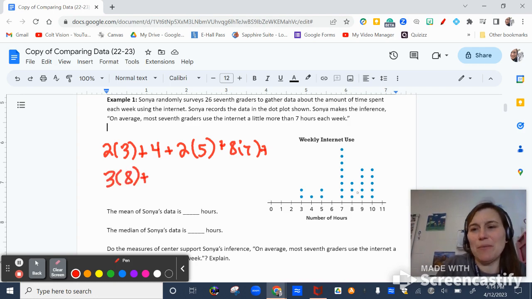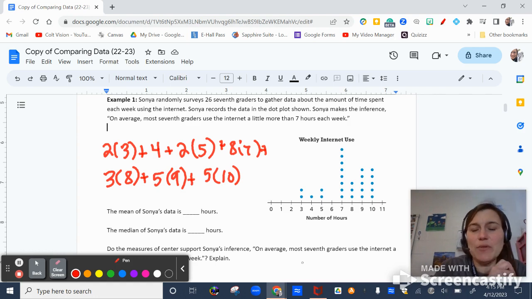Plus, my pen didn't want to work over there. 1, 2, 3, 4, 5, right? 5 9s. Plus 5 10s. And this should be 27 numbers. And 5, 10, 15, 25. I have 29. Hold on. I miscounted. I'm fine. I have the right number.